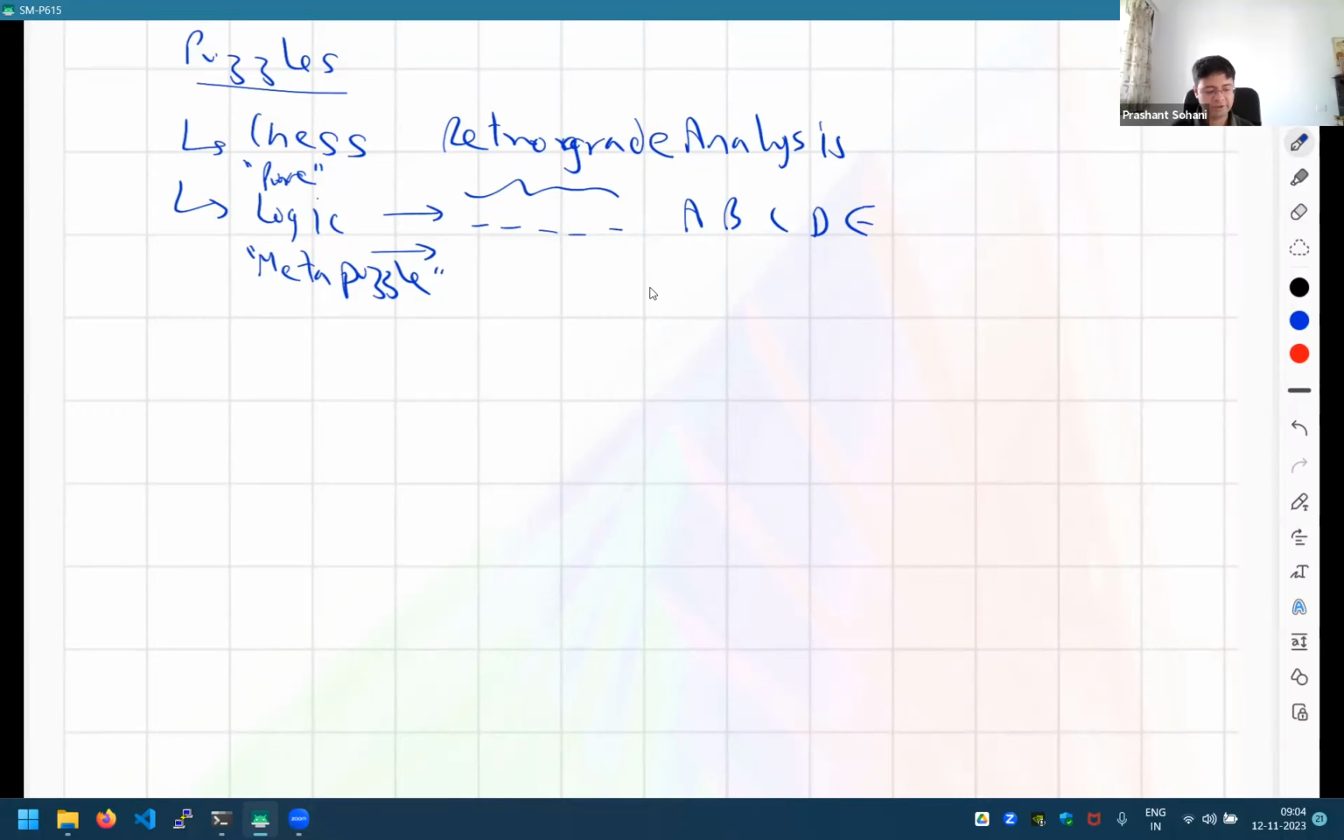I will share some examples of all of this on the WhatsApp group, so that we'll have a lot of interesting things to try in the next week or so. But yeah, these are some kinds of puzzles.